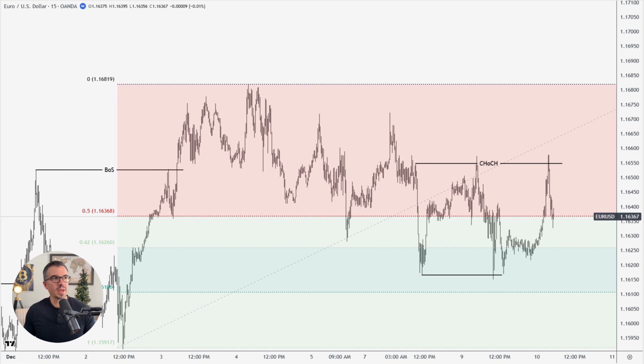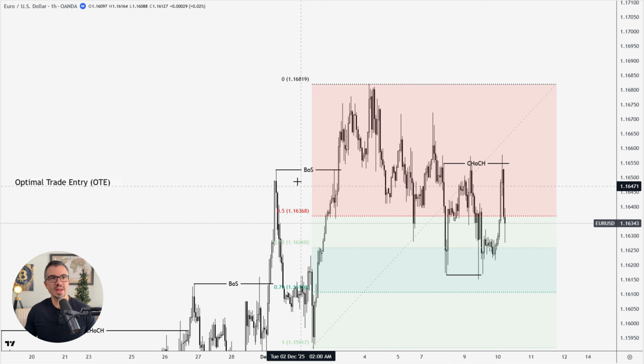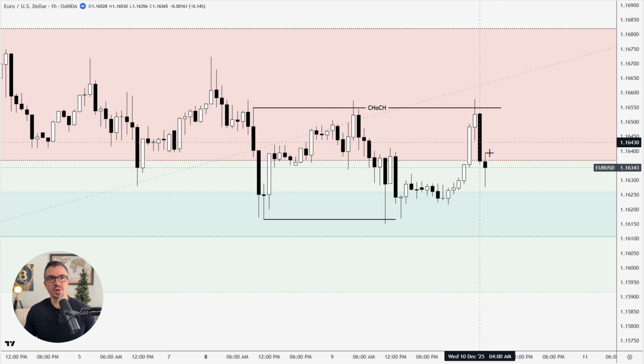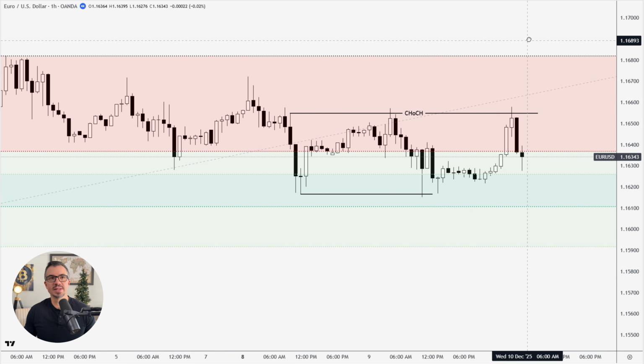Now, one thing I want to point out here, if you go to the hourly time frame, and keep in mind that with an hourly time frame too, you're going to have quite a bit of time to figure this out as the market moves.